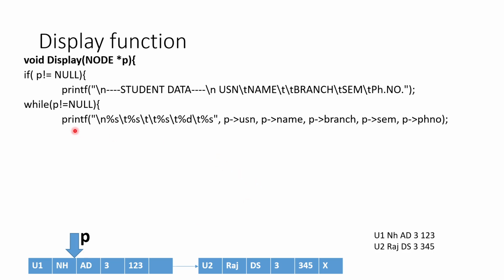What to repeat? Now use the printf statement to print the value, that is USN, name, branch, semester, phone number. p of USN, this should be obtained, that is U1. p of name, NH is displayed. p of branch, AD is displayed. p of sem, 3 is displayed. p of phone number, 123 is displayed. Having done this, you go to the next node, that is p equal to p of next. After printing this, that p should be here, it should be pointed here.